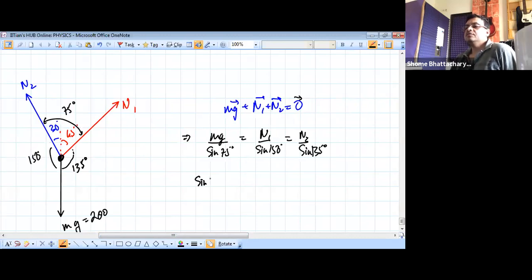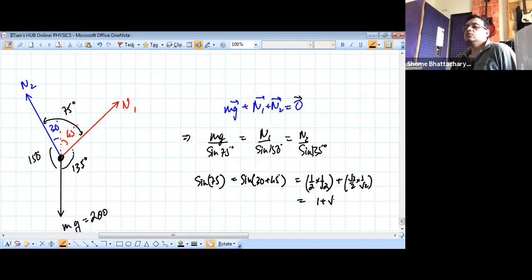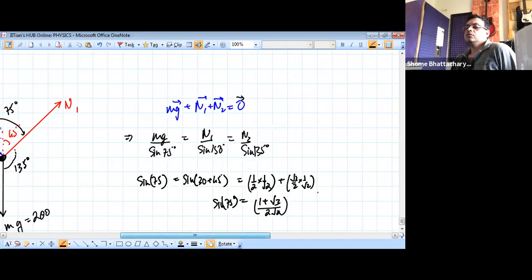Okay. Now sine 75, we can write as sine 30 plus 45. So that will become, using sine A cos B plus cos A sine B, 1 by 2 into 1 by root 2 plus root 3 by 2 into 1 by root 2. So that is 1 plus root 3 divided by 2 root 2, and that is your sine 75. And of course, you know that your sine 150 is the same thing as sine 30, so that's half. And sine 135 is the same as sine 45, so that's 1 by root 2.